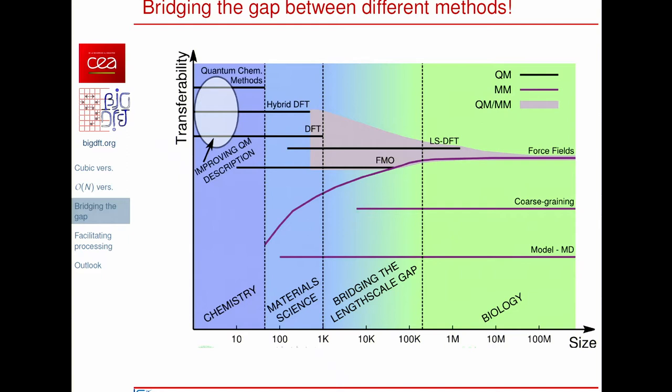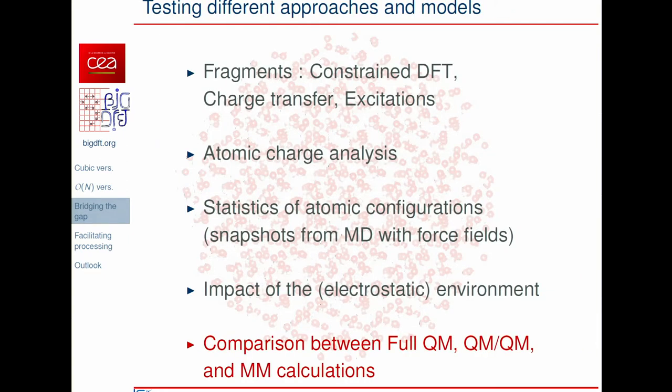DFT. With linear scaling, we are now testing different approaches on models. Fragments, as I said, and constrained DFT: because we have localized adapted orbitals, you can constrain the charge in different parts of a molecule or in different molecules, so you can do charge transfer. One possibility, which we did for instance with the GW Fiesta code, is to calculate excitations. We do the charge transfer and, using only delta SCF, we get the right energy of the excitations. So we can calculate an excitation as soon as we know the charge transfer associated with it.